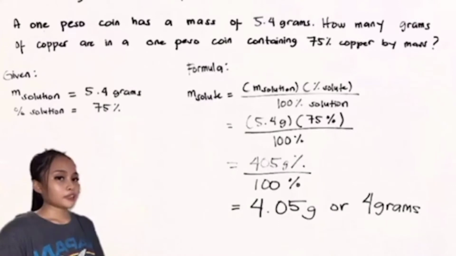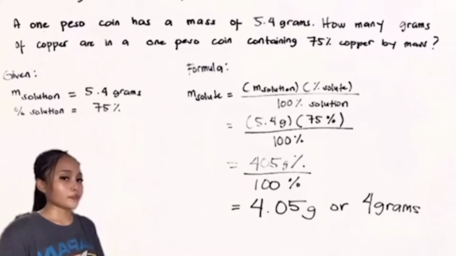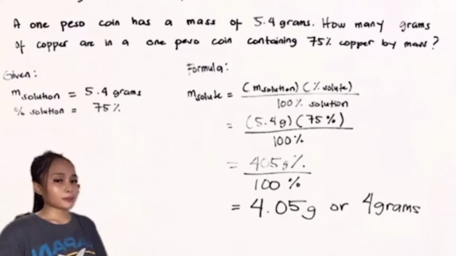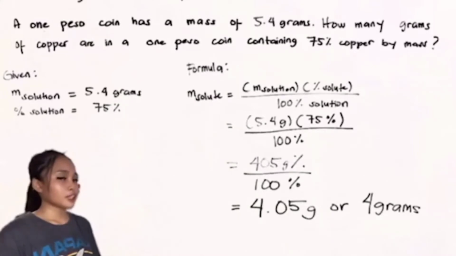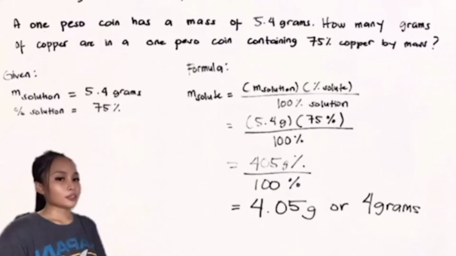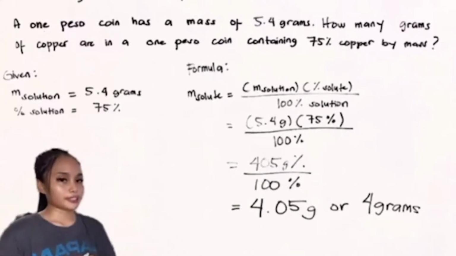We have the mass of solution is 5.4 grams and the percent solute is 75% over 100% of solution. 5.4 grams times 75% is 405 grams percent, over 100% of solution is equal to 4.05 grams, or 4 grams. So the mass of solute is 4 grams or 4.05 grams.